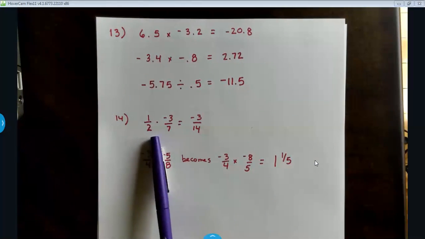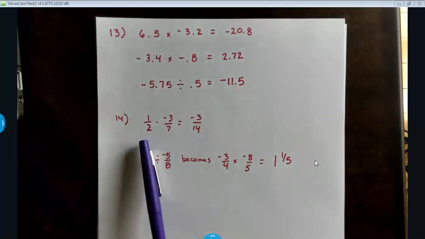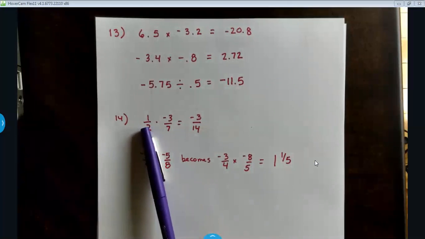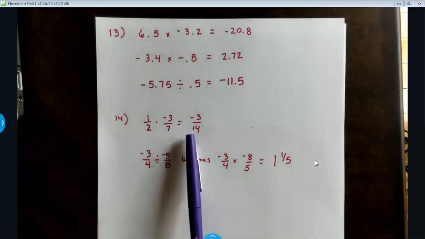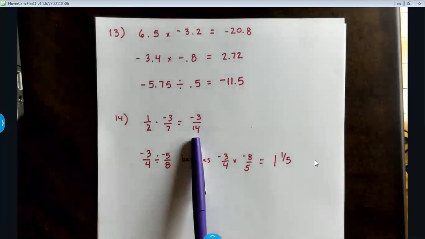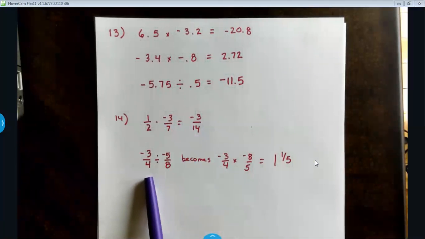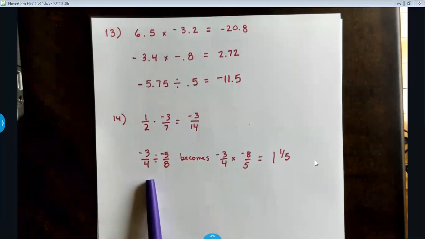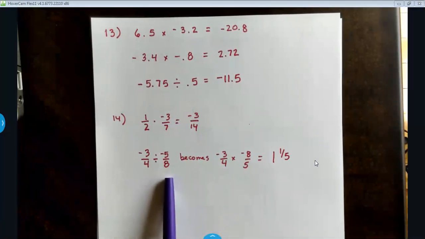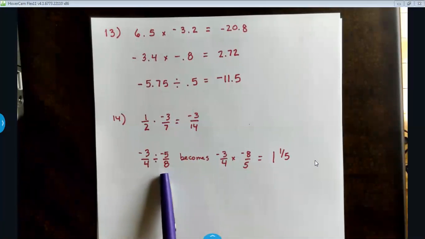Now when we're multiplying fractions, here I'm multiplying a positive and a negative, so I'm just going to multiply through. 1 times 3 is 3, 2 times 7 is 14. One of my numbers is negative, therefore my answer is negative. When I divide with fractions, I'm multiplying by the divisor's reciprocal. And here I'm multiplying two negatives.